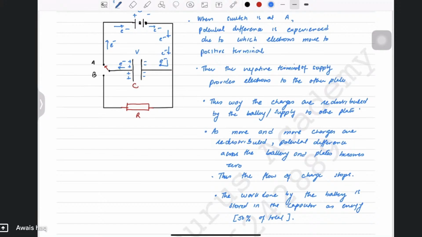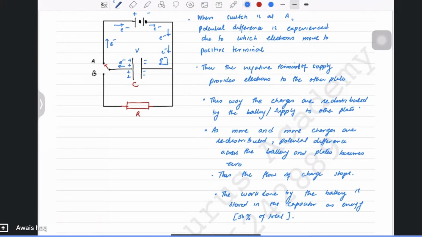Sir, can you explain the third last point again, please? Third last, as more and more charges are redistributed. Yes, I'll tell you. So to explain the third last point, I'm going to elaborate it right here. Okay, put it here.